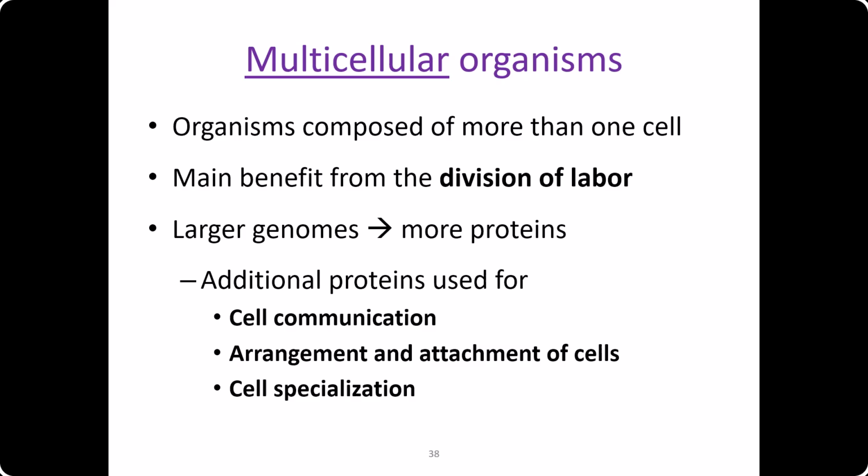And the main benefit of multicellular organisms is that those cells can differentiate and divide the labor. So largely speaking, multicellular organisms have a larger genome, which codes for more proteins than single-celled organisms. Those additional proteins can be used for cell-to-cell communication, arranging and attaching the cells, and also specializing those cells.